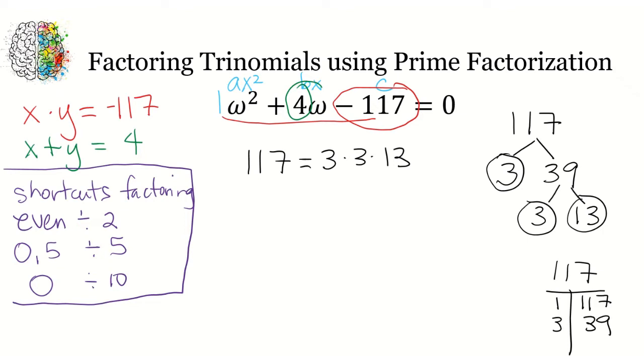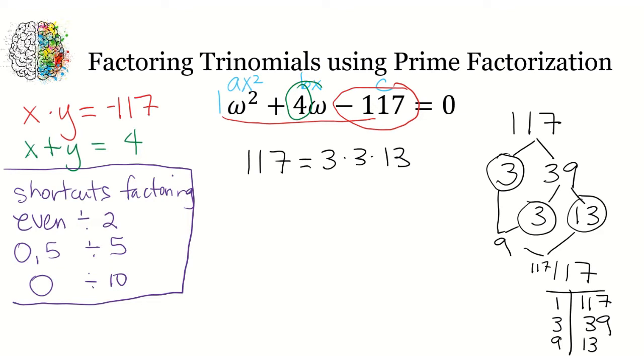Now we can combine these together in a couple of other ways to see what else we can find. Now we can do a reverse tree by combining these two numbers together, and that's going to give me a 9 and a 13. And when I combine those two together, that's going to give me 117. So that's another set of factors.